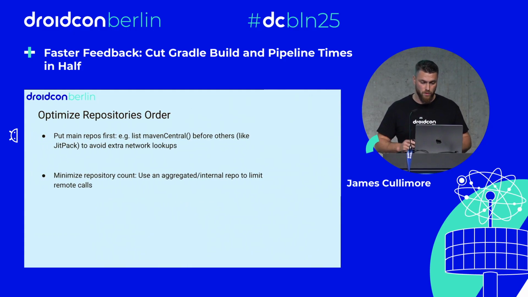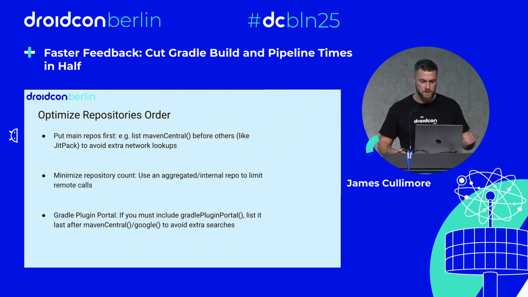When it comes to repository order, it actually matters. Gradle searches them from top to bottom, so every time it needs a dependency, it walks through each repo in order until it finds it. If you have Maven Central after some obscure repo, Gradle will try that obscure repo first for every dependency, which means extra network calls, timeouts, and wasted seconds. Best practice: put Maven Central first, then Google, then anything else you really need. Gradle Plugin Portal should be last, unless your project relies heavily on it. It's rarely the main source for your artifacts.